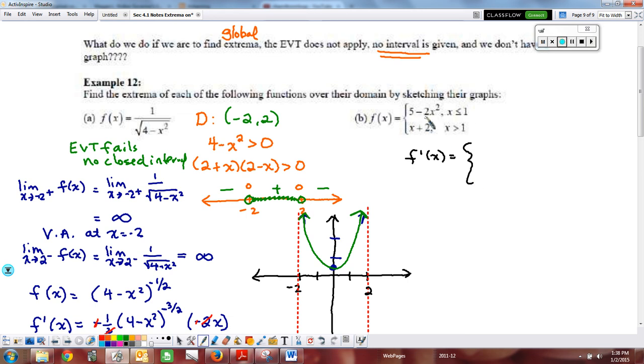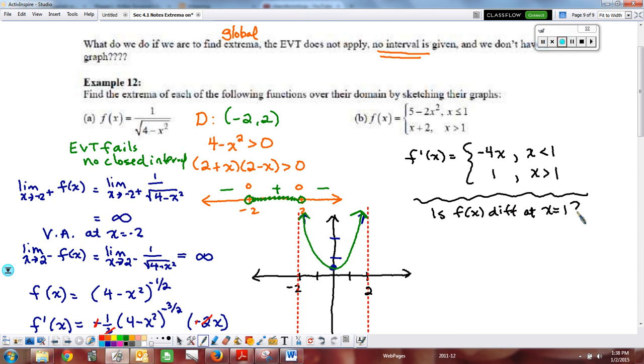So the derivative of 5 minus 2x squared is going to be negative 4x. The derivative of x plus 2 is going to be 1. However, to start out, I only get x less than 1 and x greater than 1. Because remember, we have to do a little work in order to determine, is f of x differentiable at x equal to 1? Does it exist?